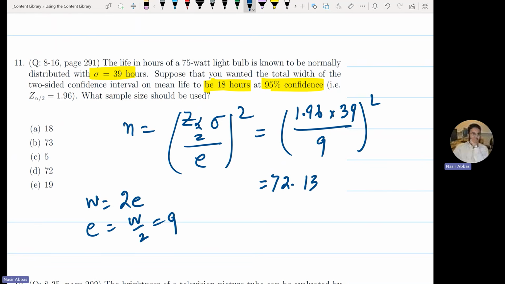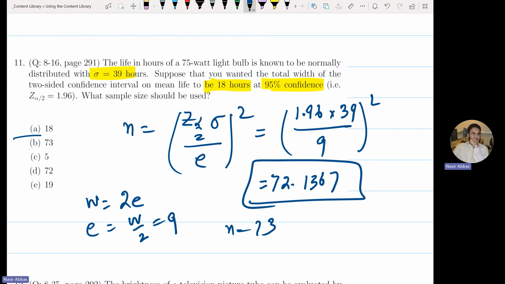72.1367. What is the correct answer? You have to round it up. So n is 73. This is the correct answer. B is the correct answer. And you can see that 72 is there in the options.